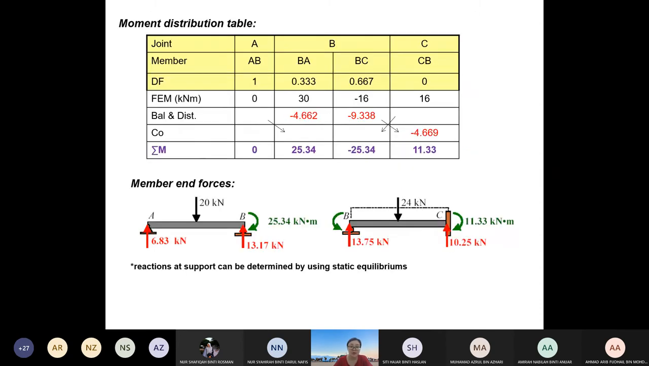So next, in the distribution factor, you can see that it is shorter, in steps. You can put in the fixed moment, then you do a balance and distribute and carry over. Then at the next balance, you shall stop at balance and distribute. At that balance and distribute, you already know that all will become zero, because this negative 4.669 multiplied by zero later becomes zero at this step. So it did not show here.